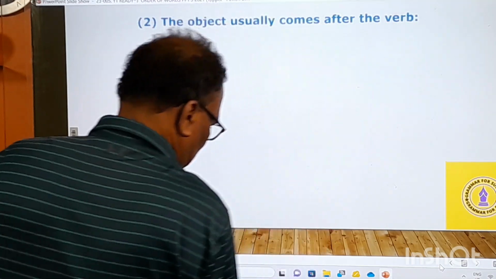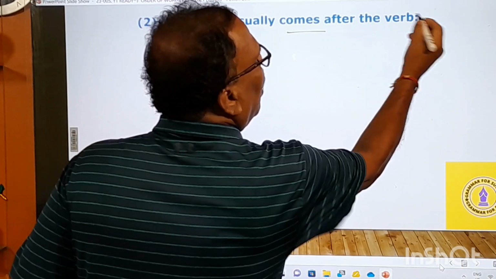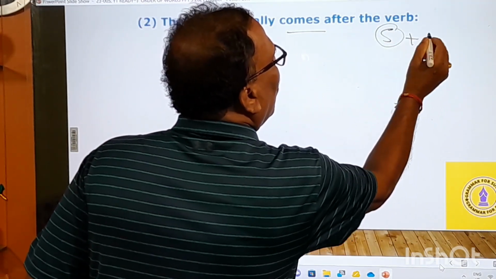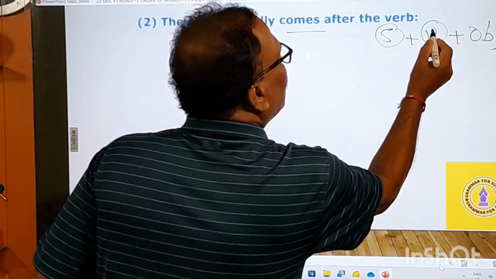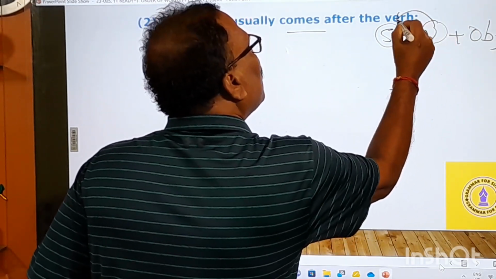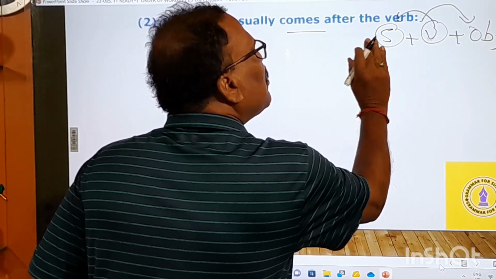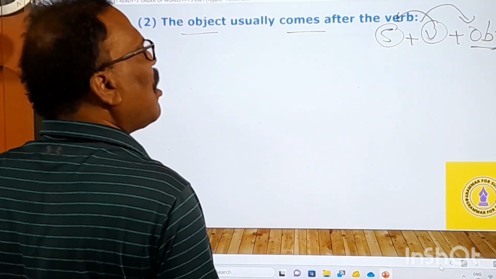One more important thing is that the object usually comes after the verb. I have already given you this: subject plus verb, then object. Before the verb there is always the subject, and after the verb the object. The object usually comes after the verb.